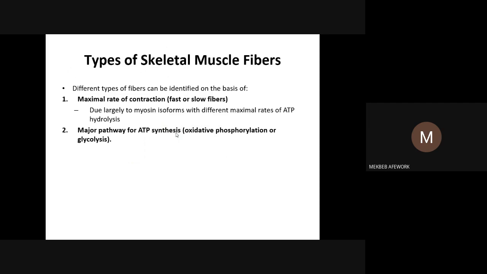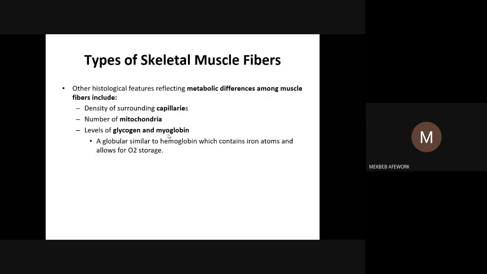But, excuse me, there are different types of skeletal muscles. These are divided based on maximum rate of contraction, as fast or slow. In physiology, you see this. The major pathway of ATP synthesis is oxidative phosphorylation or glycolysis. Based on this and related additional features, for example density of capillaries, number of mitochondria, level of glycogen, we have different types of skeletal muscle.